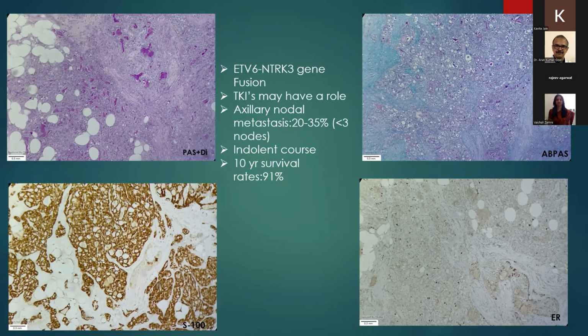Even though the nodes are few, with involvement of fewer than 3 nodes, the prognosis of these tumors is good, even with nodal involvement. There have been rare cases which have shown metastasis, and in those cases, systemic therapy is required. There are clinical trials going on suggesting that tyrosine kinase inhibitors may have a role in these tumors. However, again, because of the rarity of these tumors, there are no definite guidelines as to the standard management of these tumors.